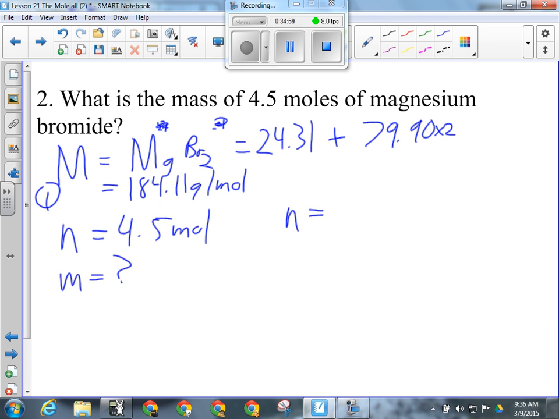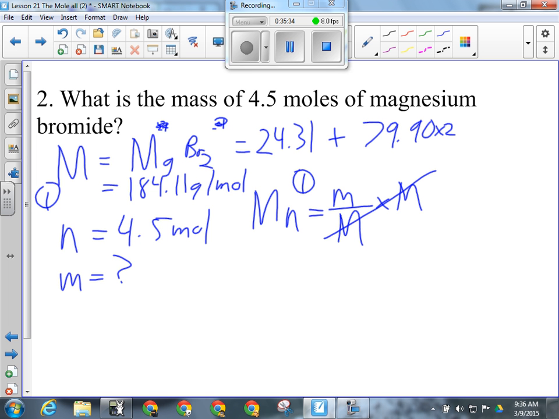Now we've got to use this. N equals little m over big M. But I'm trying to solve for little m, so what do I have to do with big M? I have to move it to the other side. If I want to move something, I do the opposite. I'm dividing by M, so I multiply by M. I do that to both sides. Now I've got my formula. That's a mark. You get a mark for the algebra.